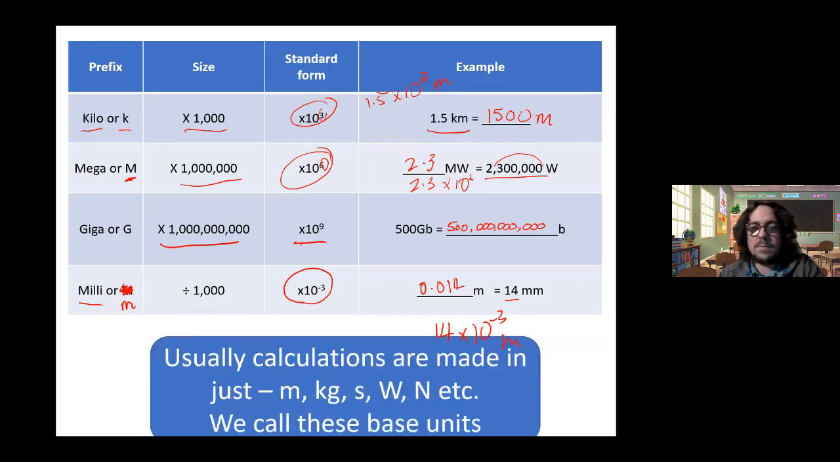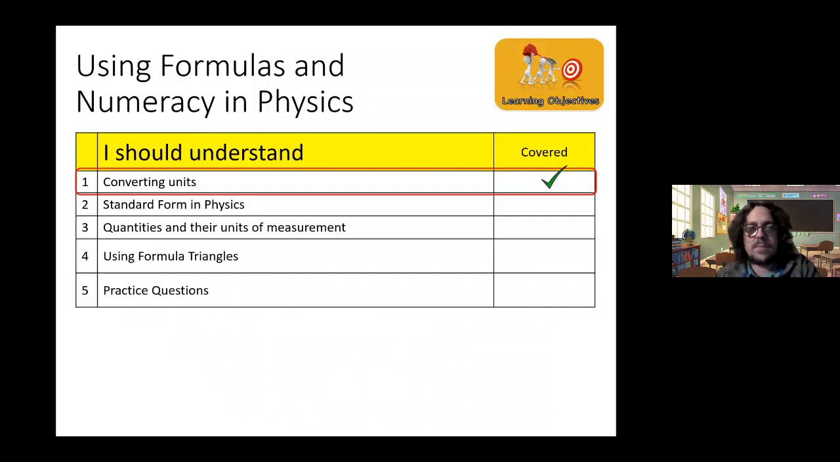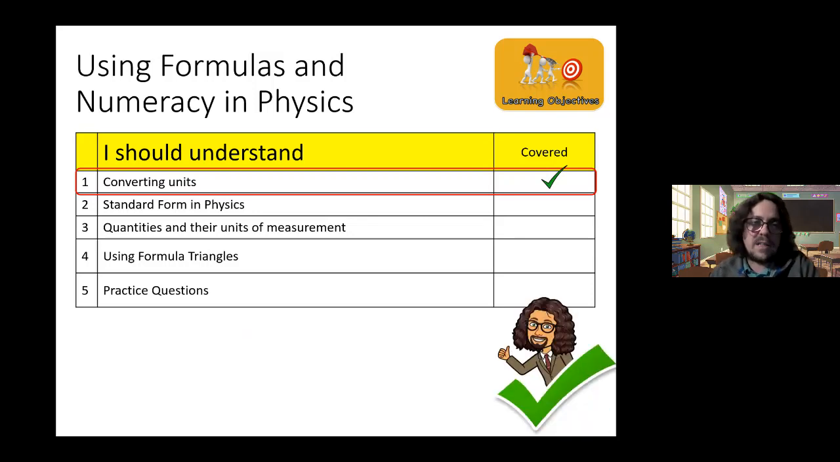All right, moving on. In most cases, calculations are made in physics in meters, kilograms, seconds, watts, newtons. We don't tend to make calculations in megawatts or millimeters, and in fact, it's usually a good idea to always convert things into these units before you make calculations. And you'll see what I mean just a little bit later on. So converting units, I'm going to give that one a tick and say we're done there.